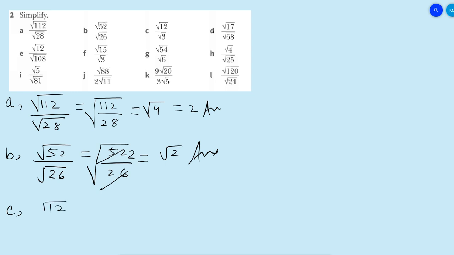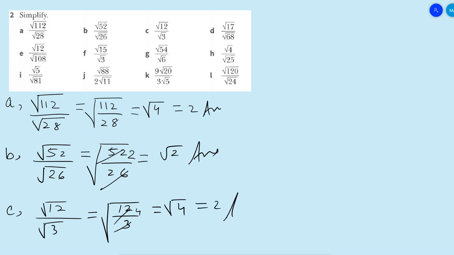Root 12 upon root 3 can be written as 12 upon 3 whole root. 3 fours are 12, and root 4 is 2. So the answer of part C is 2. Come to part D.